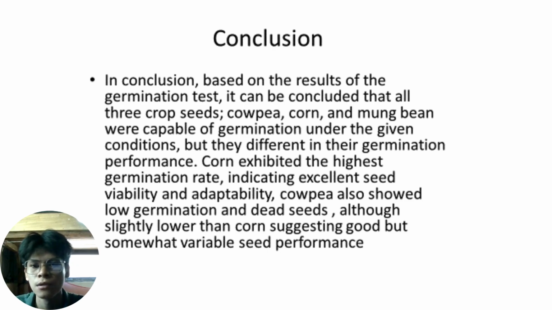In conclusion, based on the results of the germination test, all three crop seeds, cowpea, corn, and mung bean, were capable of germination under the given conditions, but they differed in their germination performance. The corn exhibited the highest germination rate, indicating excellent seed viability and adaptability. Cowpea also showed low germination and dead seeds, suggesting somewhat variable seed performance. Thank you so much.